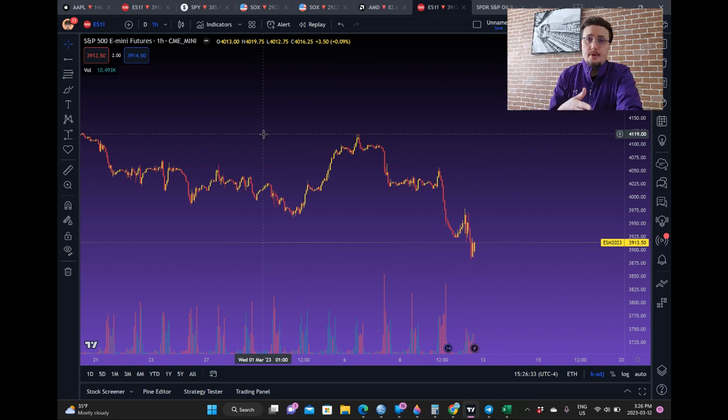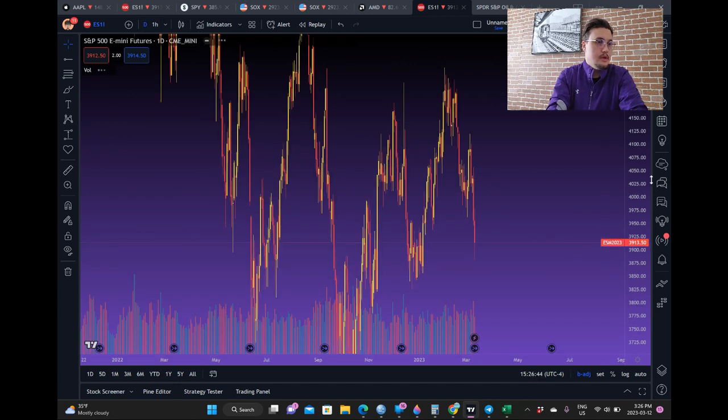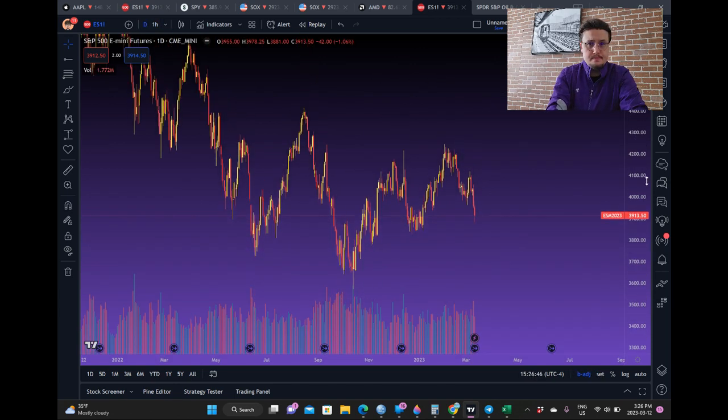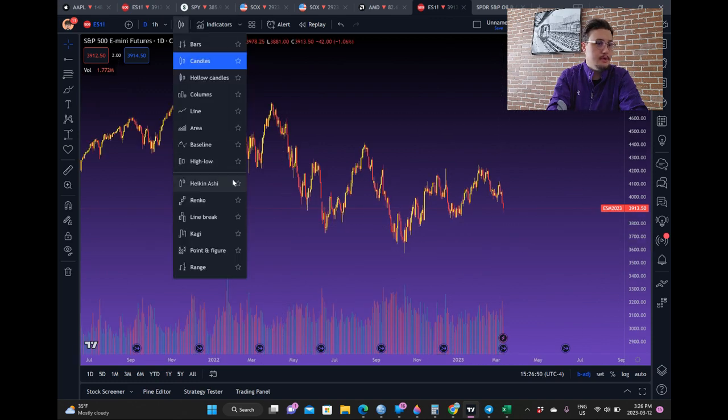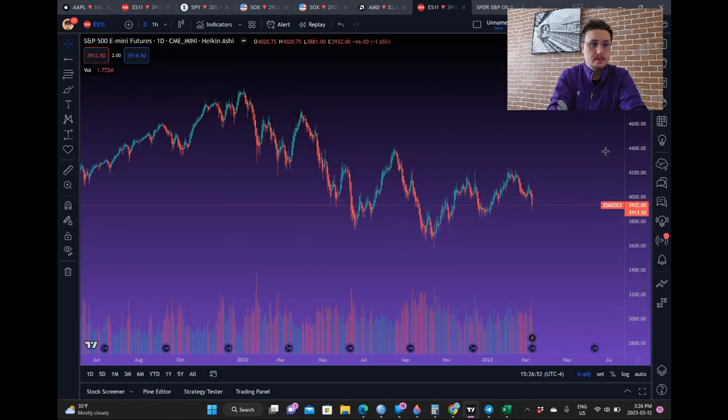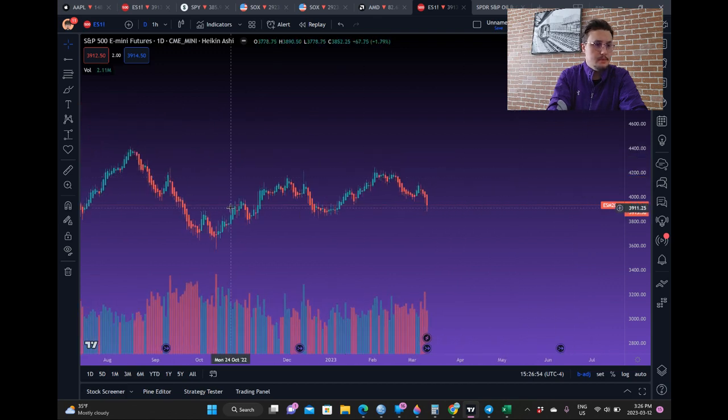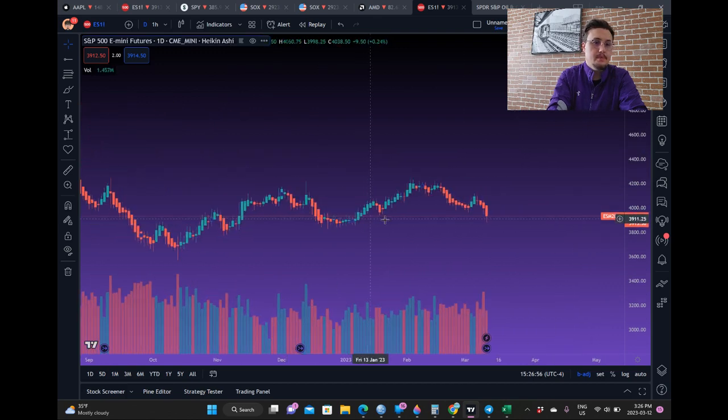We're going to go with the daily time frame because the daily time frame is very great for identifying key resistance and support areas. So we're going to flip over to the daily, and now we're going to flip over to Heikin-Ashi. Okay, so here we go. We have our Heikin-Ashi candles.